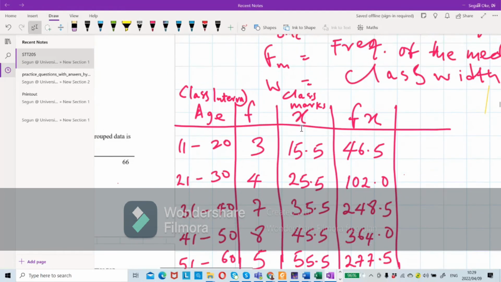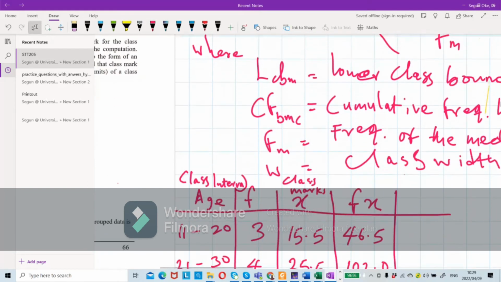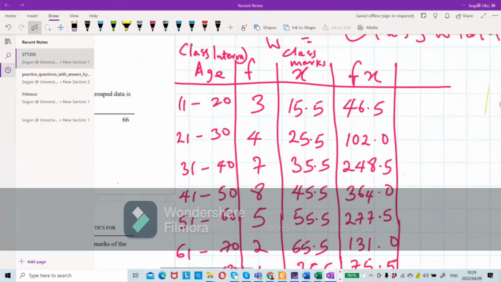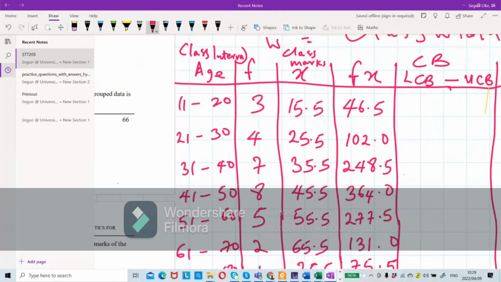So the next is, remember we need lower class boundary and upper class boundary. Remember the way we were taught. Let's formulate our class boundary now. Let me just write it here. Class boundary, lower class boundary to upper class boundary. So how do we get our class boundary? From here, you deduct 0.5 and you add 0.5 to this side.